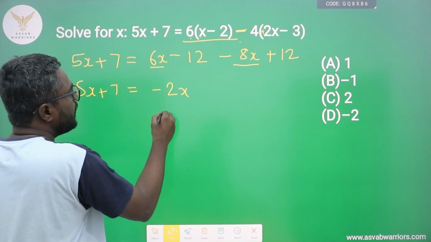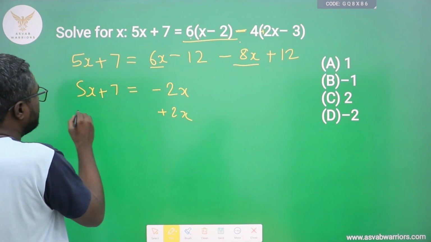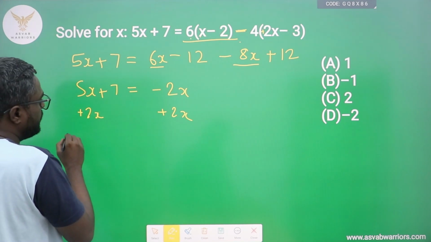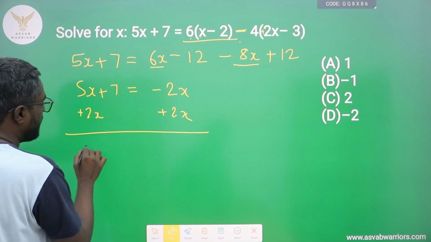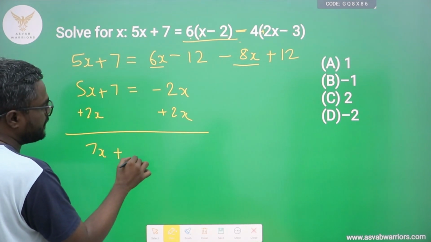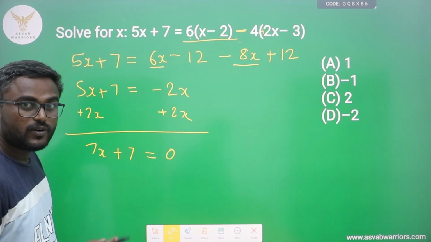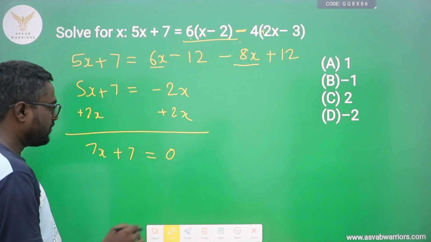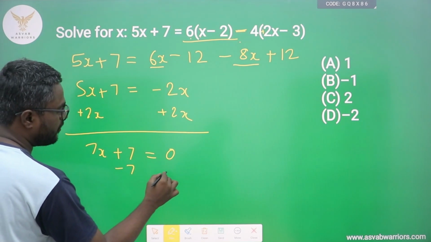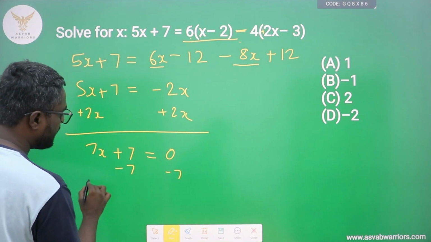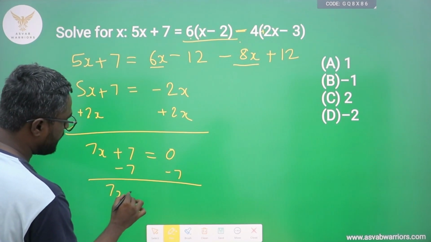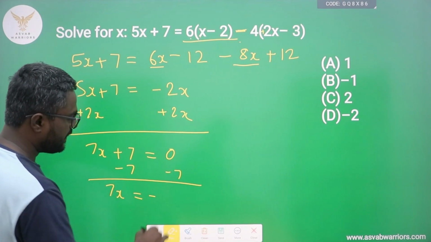So what do I do? I'll add 2x, add 2x. What do I get? 7x plus 7 equals to 0. Now, what will I do? I need to send this 7 over here. So I'll subtract 7 from both sides. What do I get? I'll get 7x equals to negative 7.